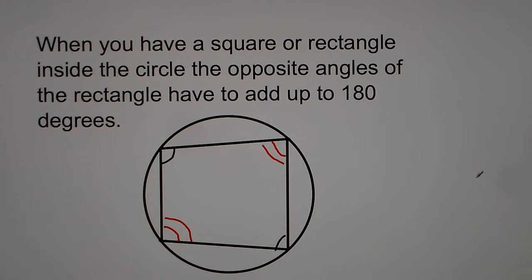Alright, another little key fact. When you have a square or a rectangle inside of a circle, the opposite angles of the rectangle have to add up to 180 degrees. Meaning, this angle right here, this single curve, plus this single curve, those two added up together equal 180. And this double curve, plus this double curve, also equals 180. The reason why: 180 plus 180 equals 360, and you have 360 degrees in this rectangle. Well, rectangle, this polygon.